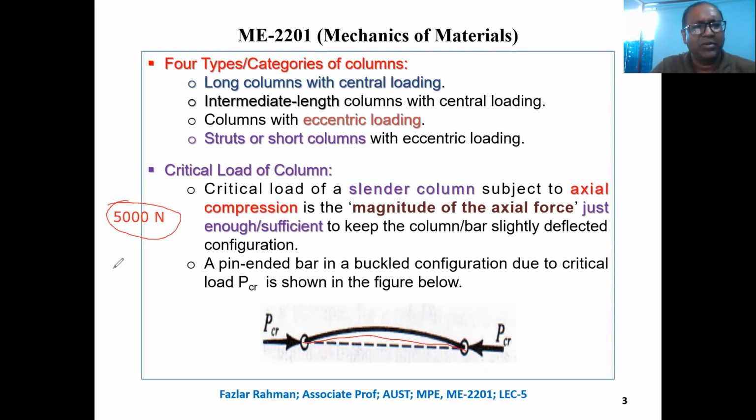Why? If you increase a little bit from 5,000 to, say, 5,050 Newton, then immediately after the increase you'll see the column break. Anywhere it will break, right? It will break at the middle because at the middle it has the maximum stress. So this 5,000 load we'll call the critical load of the column. So you need to know the definition.